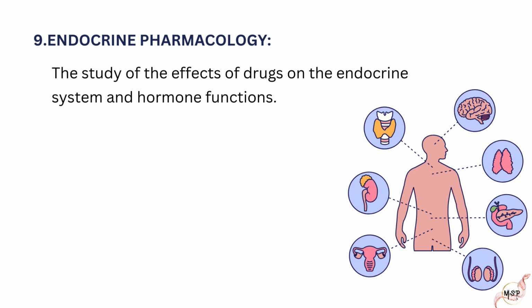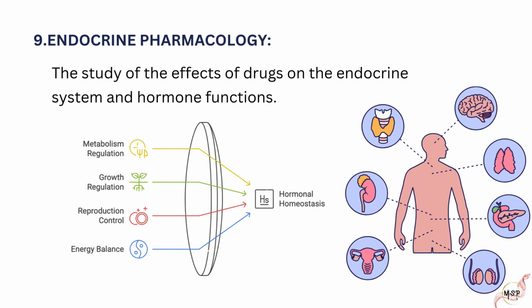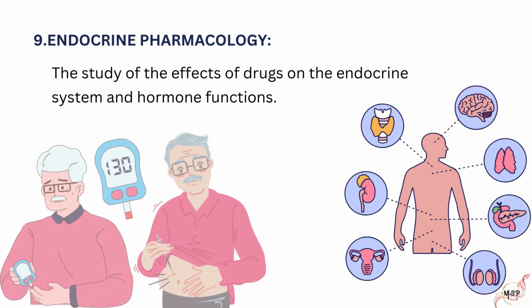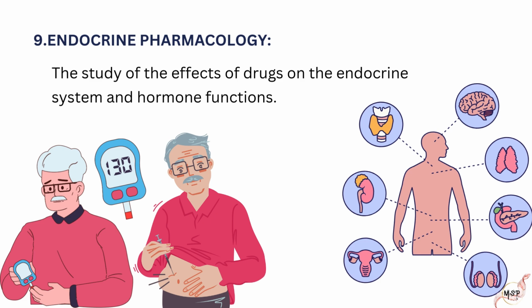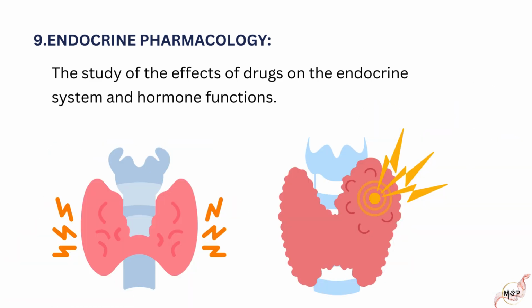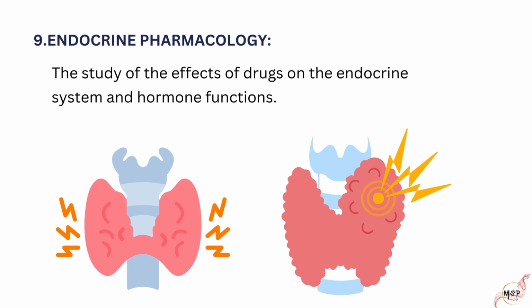Hormones are chemical messengers that play a critical role in regulating processes like metabolism, growth, reproduction, and energy balance. A prime example is insulin therapy. One of the most well known applications of endocrine pharmacology is insulin therapy, which is critical for individuals with diabetes. Additionally, medications influencing thyroid hormones are necessary for managing conditions like hypothyroidism and hyperthyroidism, helping to regulate metabolism and energy levels. Next one is biochemical pharmacology.